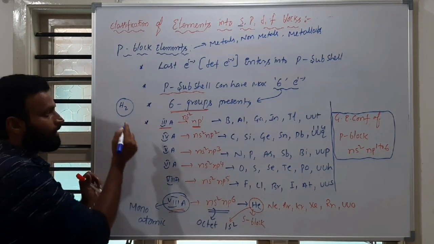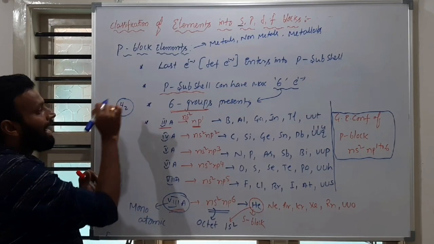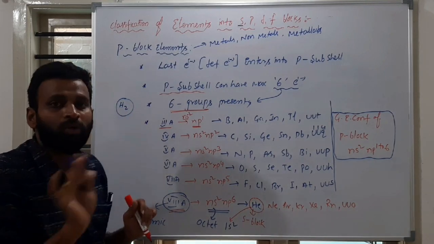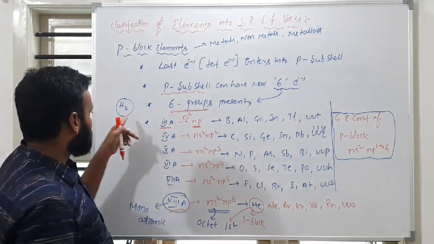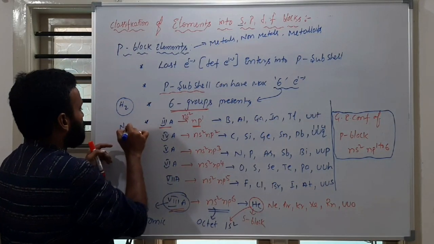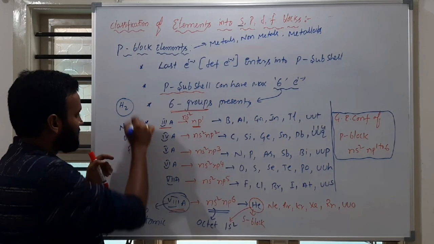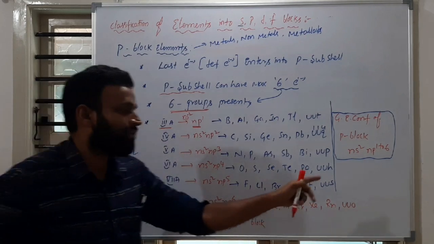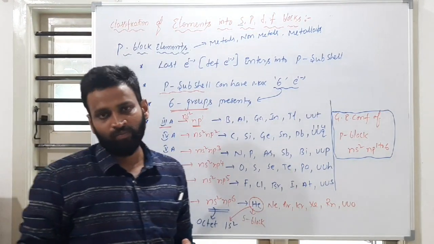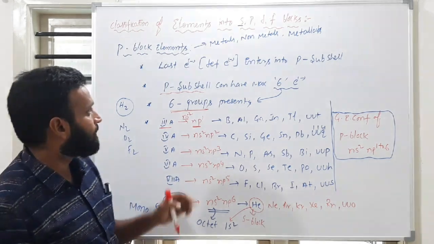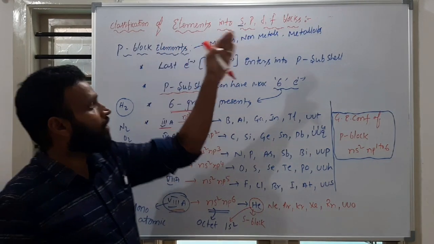Diatomic we call it. Diatomic because two atoms are present. Hydrogen exists as molecule, not atom. Hydrogen exists as H2 gas like that, N2, O2, F2, like this. These are diatomic. Noble gases are called monoatomic we call. Understood clearly? So here, who are the non-metals means?